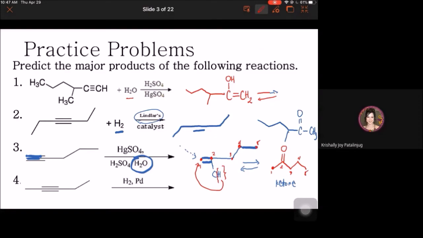All right. And finally, for this example, hydrogenation in the presence of a strong metal catalyst. So we simply write 1, 2, 3, 4, 5 pentane. All right. So you will have an alkane as the final product in the name of pentane.